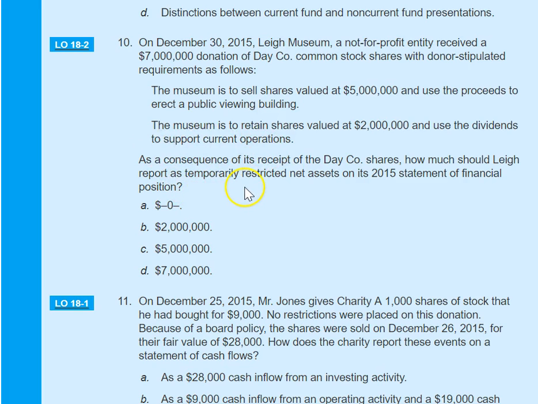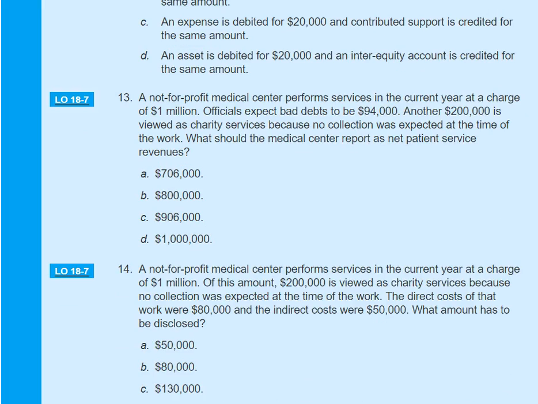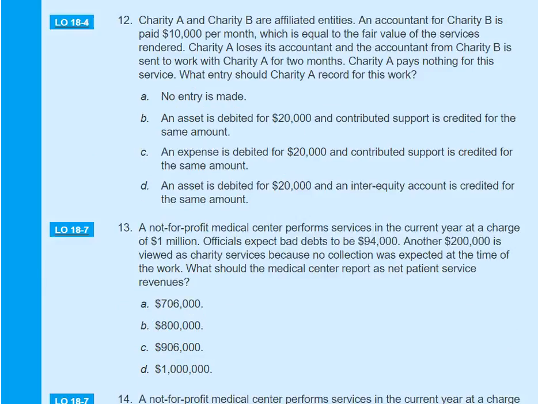Now the question is, as a consequence of its receipt of these shares, how much would Leigh Museum report as temporarily restricted net assets on its 2015 financial position. So of course, as we just discussed, this 5 million will be temporarily restricted, and the answer is C. And here 2 million will be permanently restricted. So the temporarily restricted amount is number C. Let's see a couple more examples here. Here we see another example.